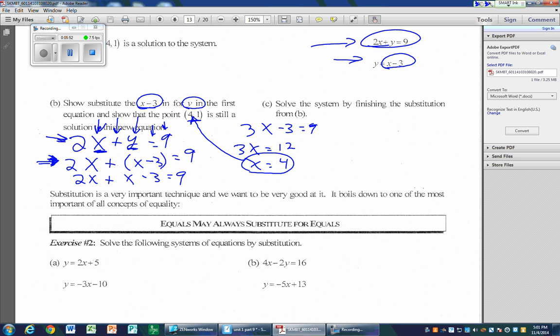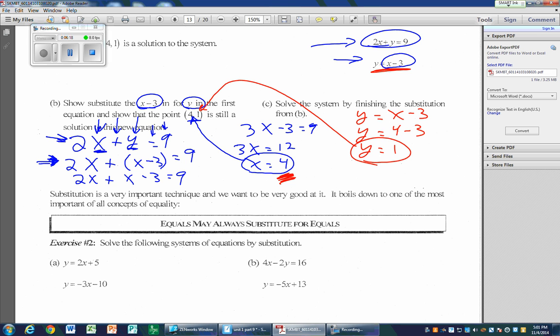Solve the system by finishing the substitution from B. Okay, now we're going to get the y part over here. I'm going to grab that one because it says y equals x minus 3. What was x? X was 4. So y equals 4 minus 3. 4 minus 3 is 1. There is my y part. Bingo. I just solved that by substitution. If you have to rewind and listen to it again, go right ahead.